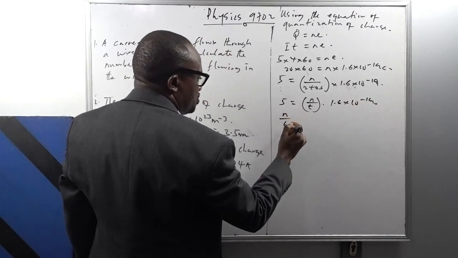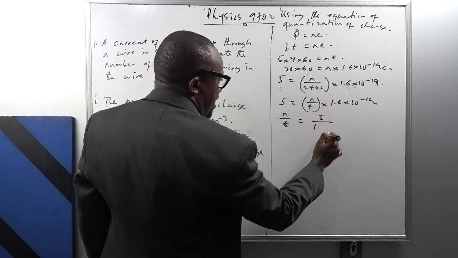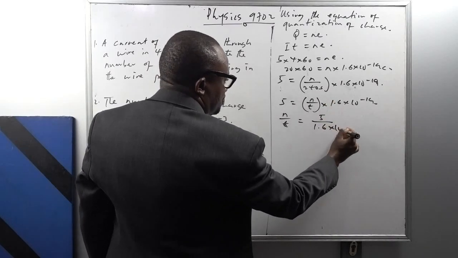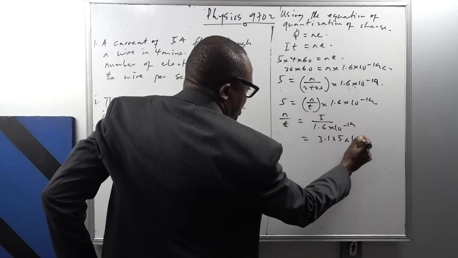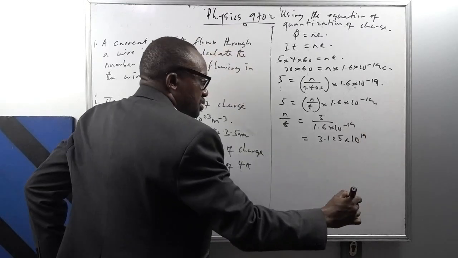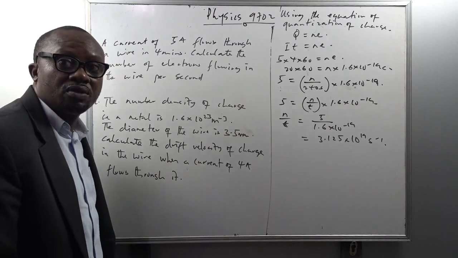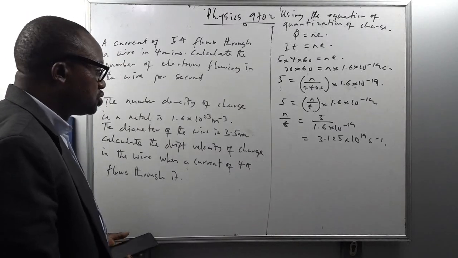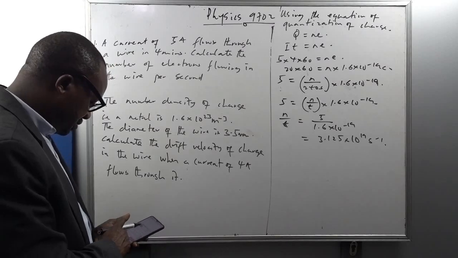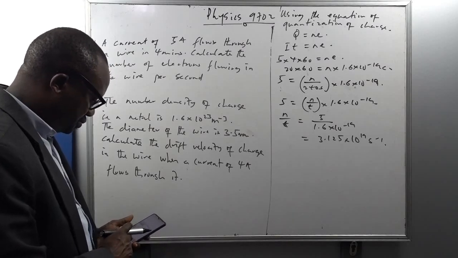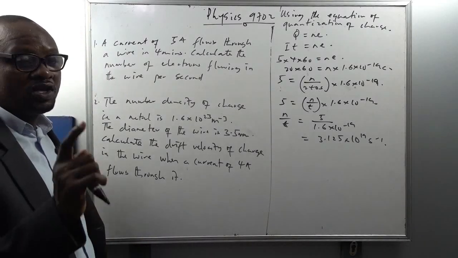Therefore N over T becomes 5 over 1.6 times 10 power minus 19. And this will give you 3.125 times 10 power 19 charge per second. Okay? So that is that. That will give you the number of charge flowing in 1 second.